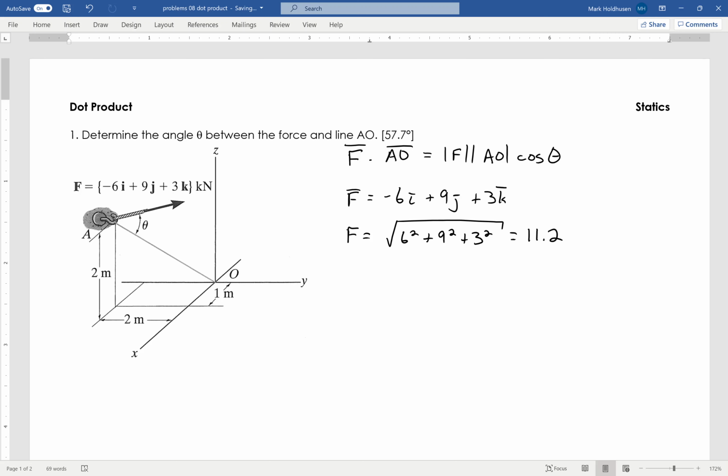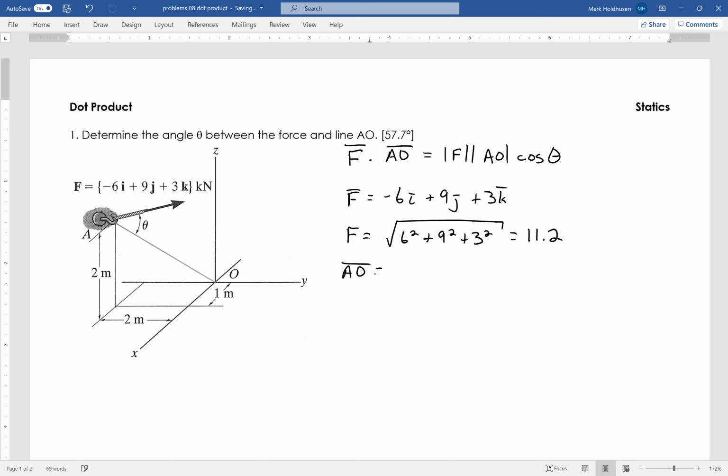And again, this would be in kilonewtons, but our units aren't going to really matter. We can do any vectors we want, right? We could do 2 unit vectors, 2 force vectors, 2 position vectors, or any combination, a unit vector and a position vector, a force vector and a unit vector, whatever it might be, okay?